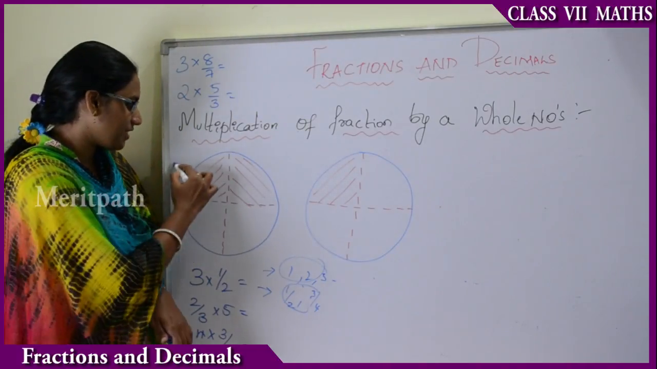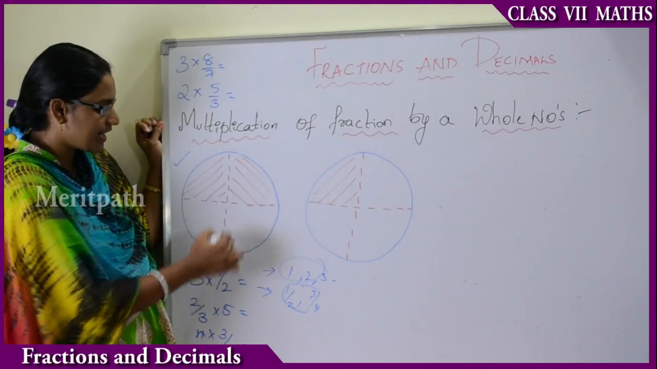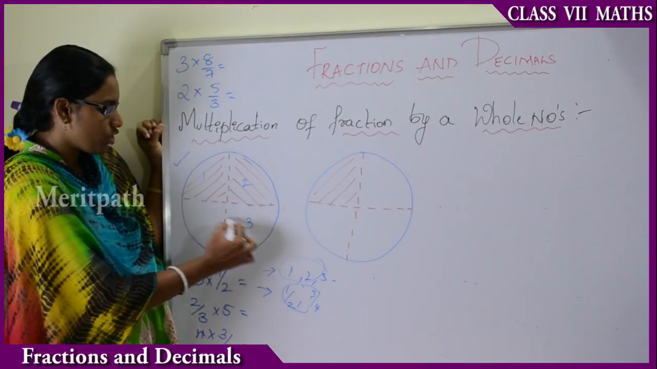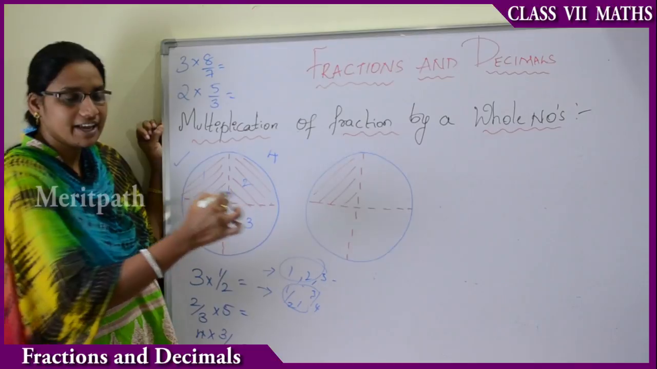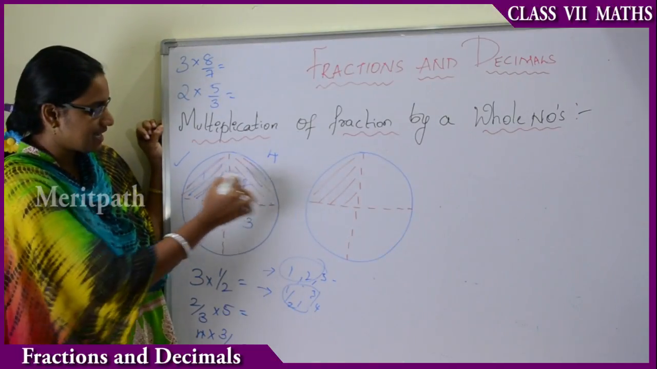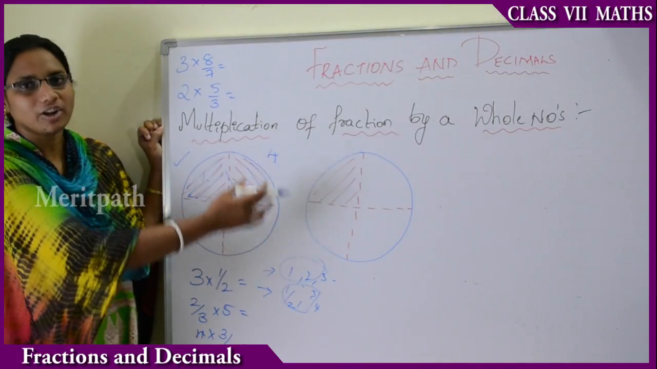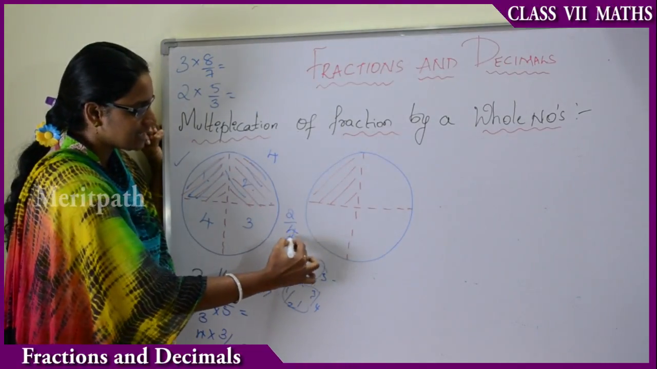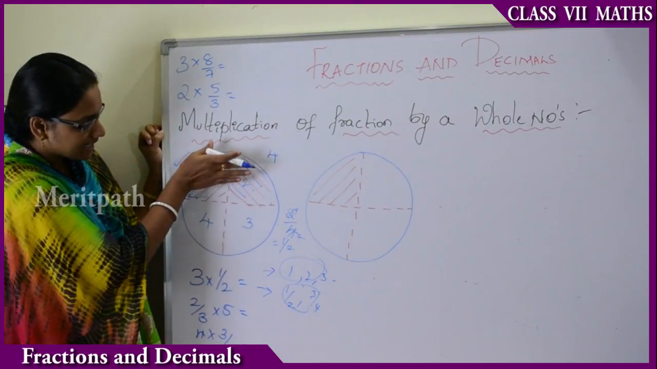Now I have taken a figure here. See in this figure, this is a circle which is divided into 4 parts, right? Now these 4 parts together will form a circle, right? Now I have shaded the first 2 parts, that is 1 and 2. That means this is how much part of the whole circle, that is 2 by 4, right? That is half part of a circle. I hope you can understand that.